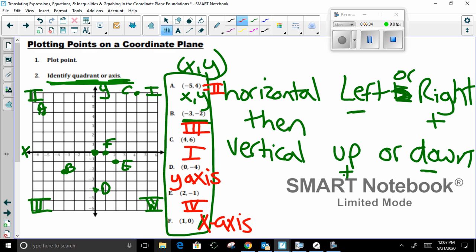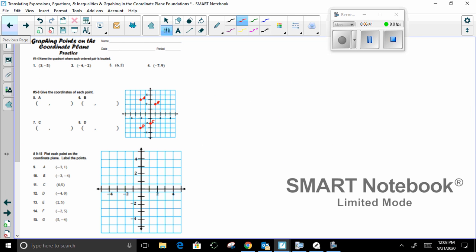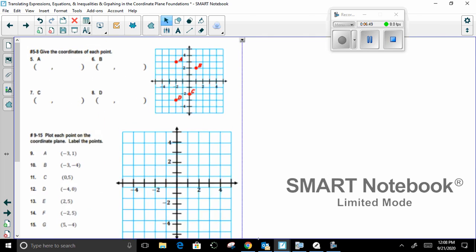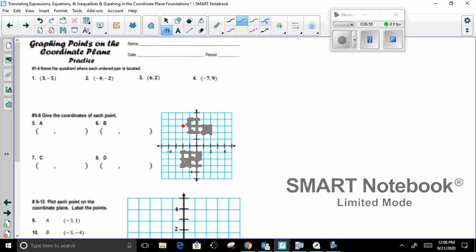Hopefully this little recap is helping you remember everything you have already learned, probably in 6th grade. All right, I'm going to make this a little bigger because it looks really tiny to me. You can make it bigger on your paper. I think you have it big in your notes. All right, so let's see what we got going on here. Name the quadrant where each ordered pair is located.